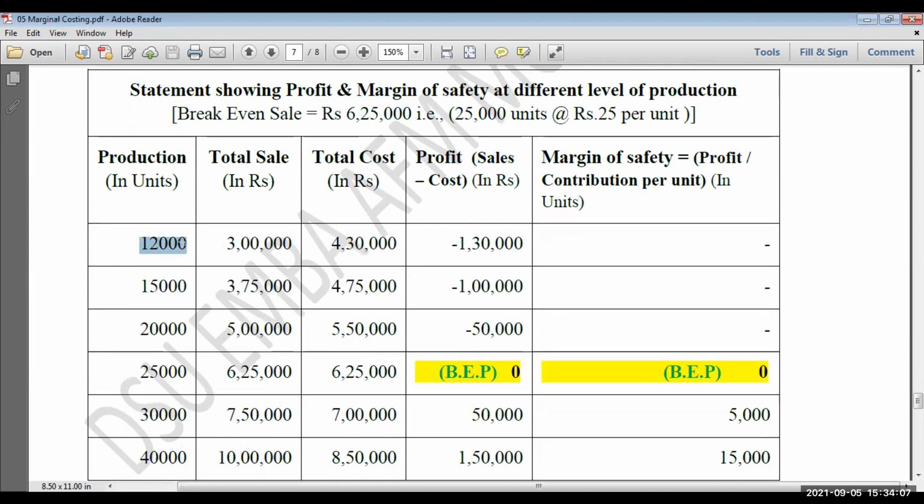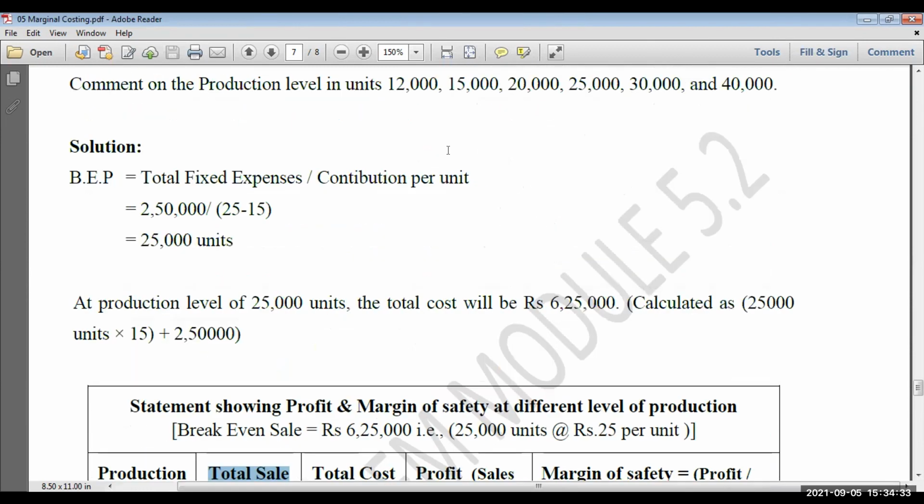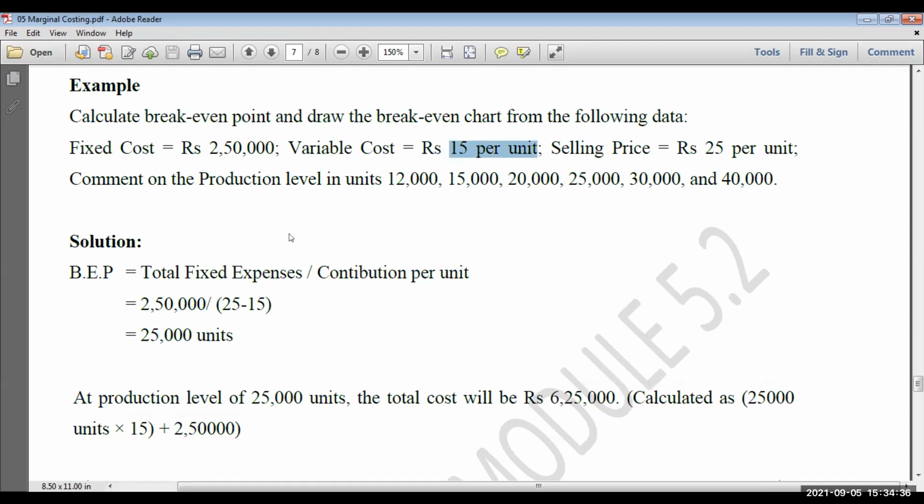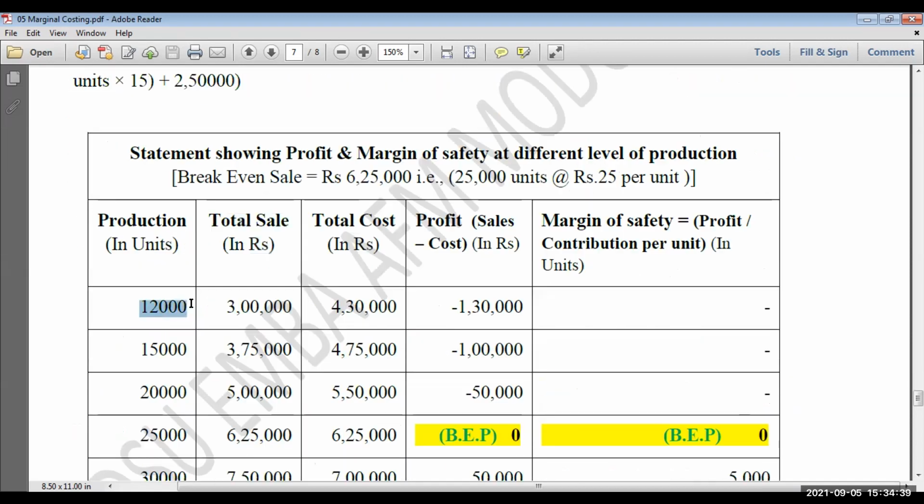If I produce 12,000 units, for how much can I sell it? 12,000 into 25 rupees. The total sales is nothing but production in units multiplied by rate per unit, 25 rupees. The total cost is nothing but variable cost. For example, to produce 1 unit, what's the variable cost? 15 rupees. So 15 into 12,000.